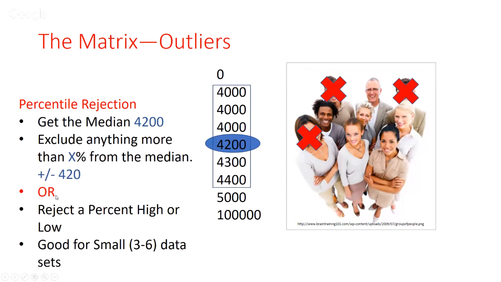Or a different way of thinking about percentile rejection is that you can reject the top 10% and the bottom 5%. It may work out to the same thing if you've only got these 8 samples, but if you've got lots and lots more samples, you may be doing yourself some good doing it that way. Okay.